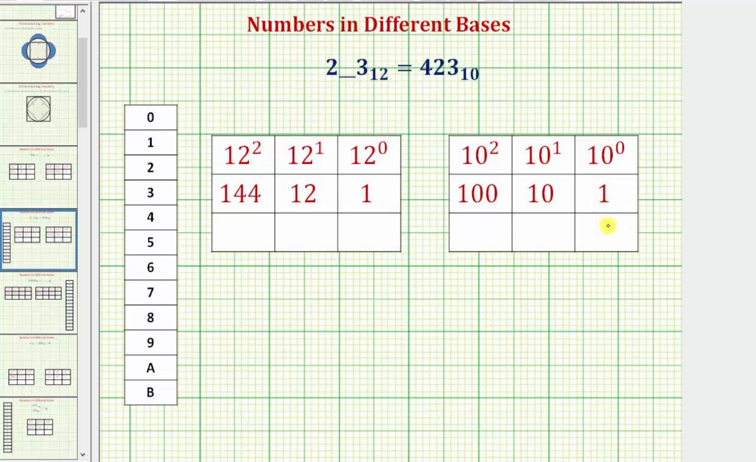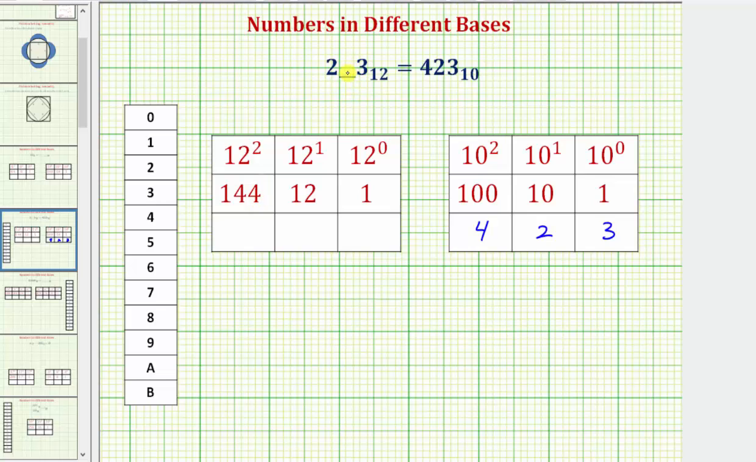So the 3 is in the ones place value, the 2 is in the tens place value, and the 4 is in the hundreds place value. For base 12, the place values are based upon powers of 12. So starting with the right again, we have the 12 to the 0 or ones place value, the 12 to the 1 or 12's place value, then the 12 squared or 144's place value.